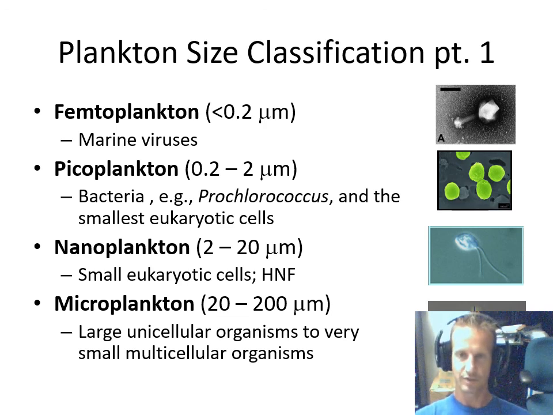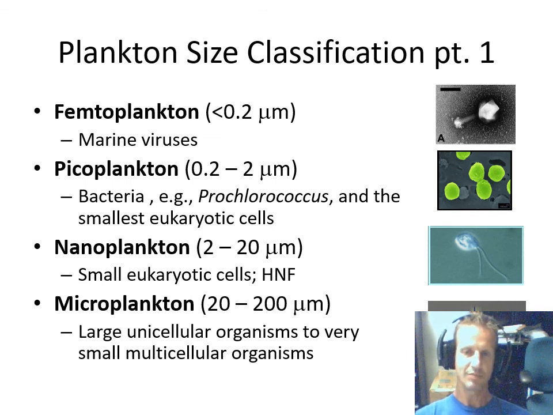The smallest actual cells, that have genetic material surrounded by a cell membrane and do all the homeostasis things that living cells do to be truly alive, are considered picoplankton. So they're prokaryotes generally, although some of the very smallest eukaryotic cells are in that same size range of 0.2 to 2 micrometers in diameter. Prochlorococcus is a type of marine cyanobacteria that's very small and lives in low light areas of the marine pelagic environment. And then the next size step up would be nanoplankton, 2 to 20 micrometers in diameter.